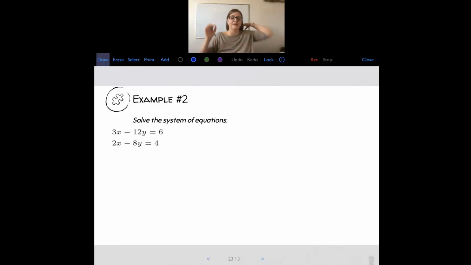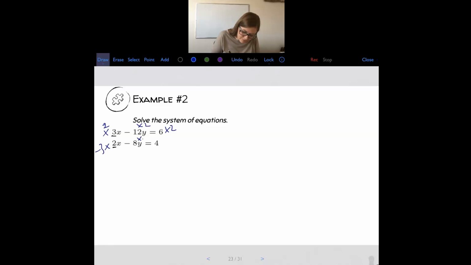Okay, so I'm probably going to work with the 3 and the 2. Because I can get 3 to positive 6 and 2 to negative 6, or vice versa. You just want one of them to be positive, one of them to be negative, so that when you add, they cancel out. So I'm going to multiply this equation by 2 and the bottom equation by negative 3.